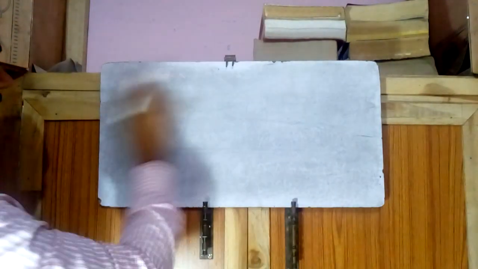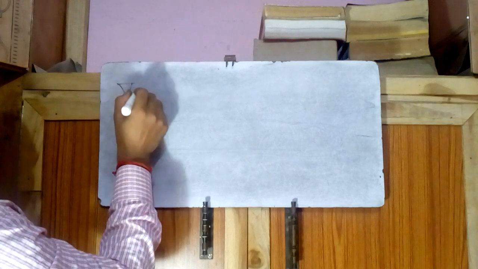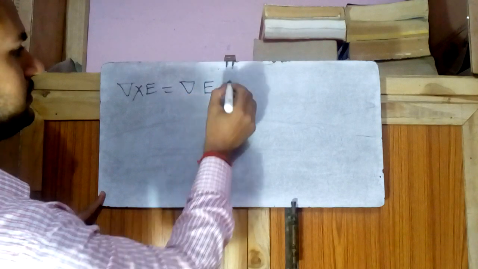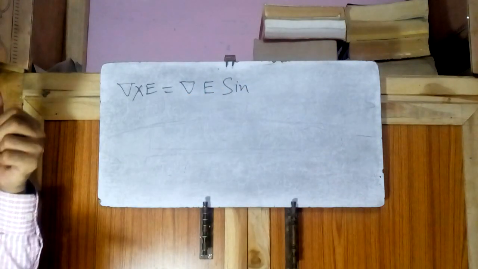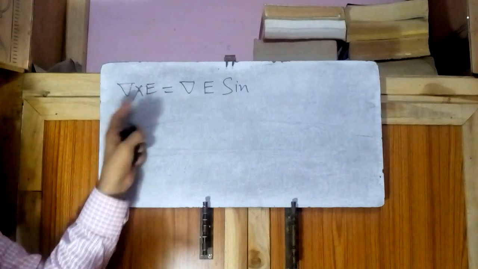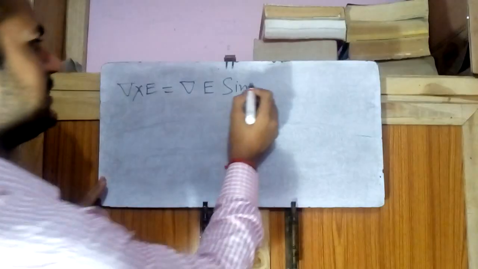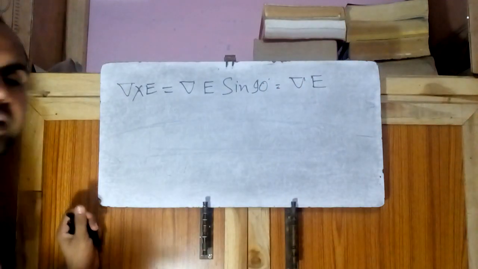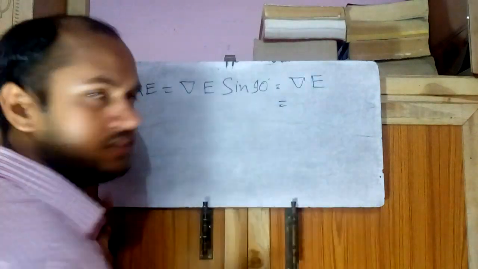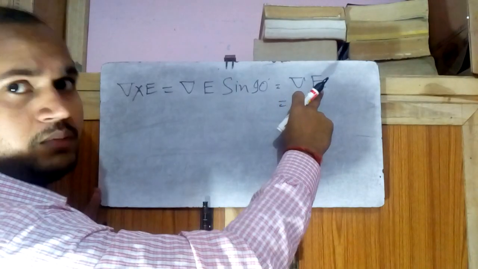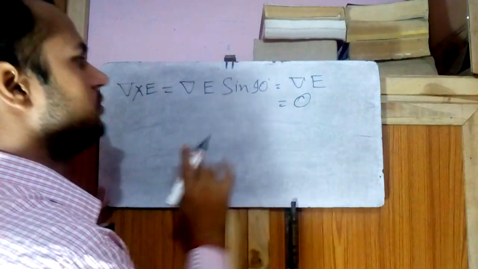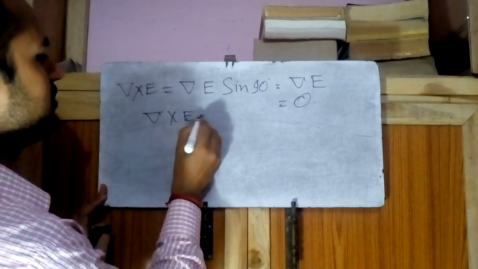Few applications of divergence theorem and Stokes theorem, like del dot del cross E is equal to del E sine theta, and if I am taking this derivative perpendicular to E field, then that will be 90 degrees, sine 90 is 1, that is del E. Del E is the change in E. Is it possible to have change in the E field perpendicular to its direction? No, there is no change, means change is 0. Del cross E is 0.